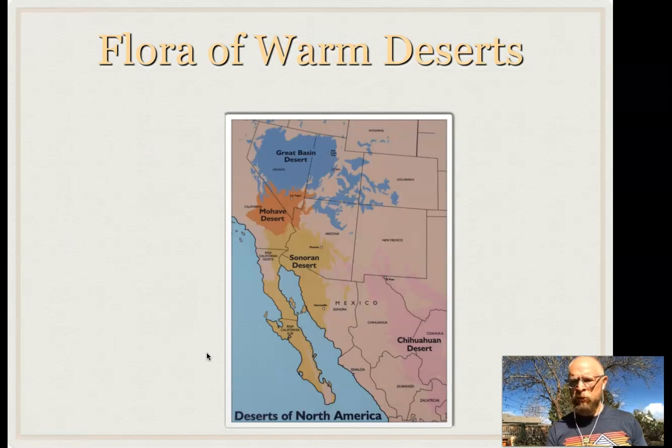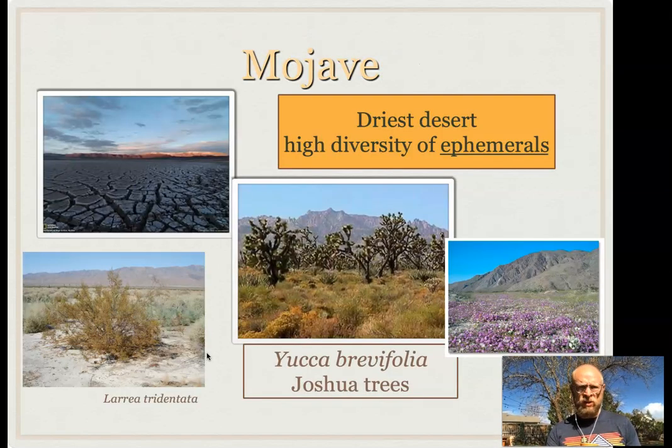Okay, let's just talk briefly about the vegetation characteristics of these desert ecosystems. The Mojave, again, is the driest desert, and it is really dominated in large part by annuals or ephemerals. Ephemerals are things that are not there all the time. And so annuals or biennials really contribute the most to the biodiversity of these ecosystems.